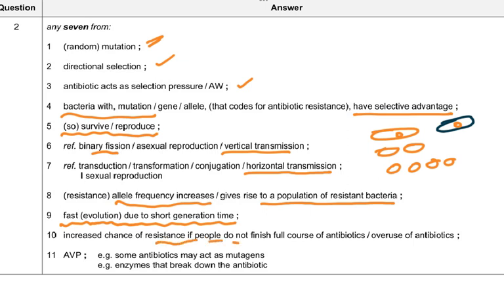Increased chance of resistance if people do not finish the full course of antibiotics or they overuse antibiotics. Some antibiotics may act as mutagens. So, you can say enzymes that break down the antibiotic. So those of course will all result in natural selection of resistant bacteria.